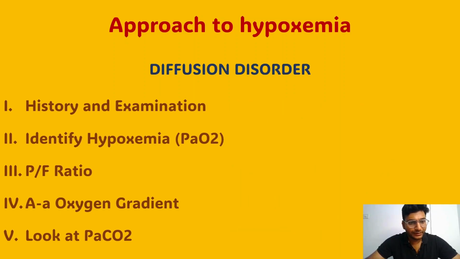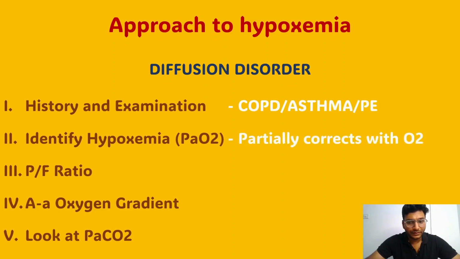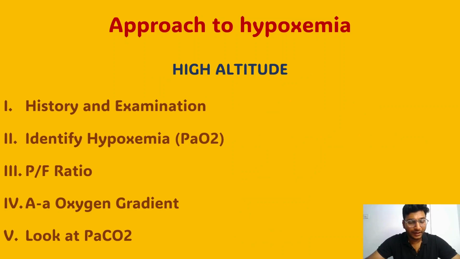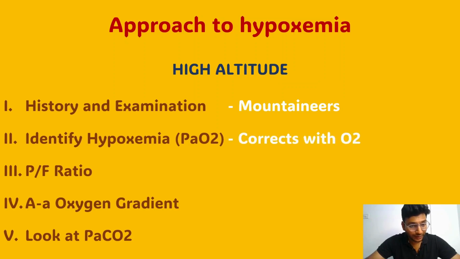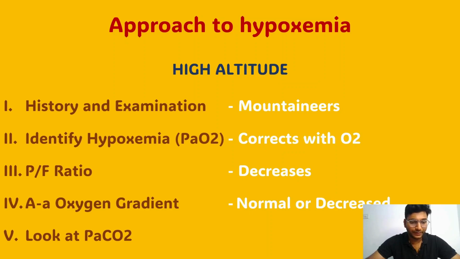And diffusion disorder, here also it partially corrects with oxygen, and PF ratio will be decreased, and alveolar oxygen gradient will, as usual, be increased, and the PaCO2 might be variable. And in high altitude, you can have the history of mountaineers, and it corrects especially with oxygen. There will be hypoxia, which will be corrected because of the low FiO2, and the PF ratio is decreased, and alveolar oxygen gradient will be normal because there is no abnormality within the diffusion between the membranes, right? And look at the PaCO2. PaCO2 may be variable based upon the patient's ventilatory status.